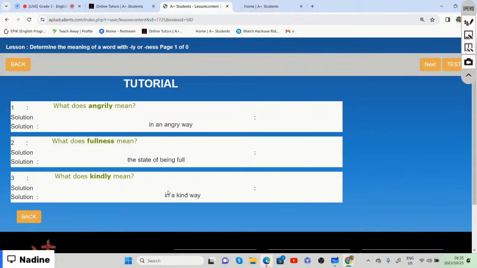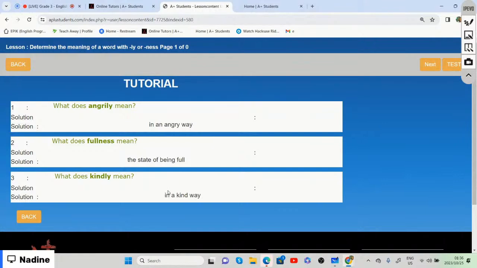What does fullness mean? Fullness is the state of being full. And then we have kindly. Kindly means in a kind way, right? In a kind way.